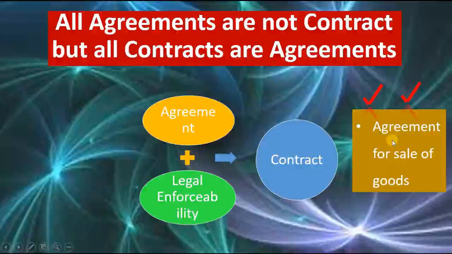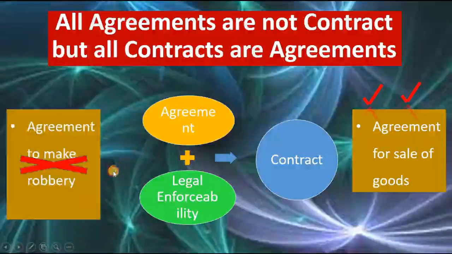So let us consider an example. An agreement for sale of goods is both an agreement as well as a contract, because sale of goods between A and B is an agreement. So there is a proposal, there is an acceptance, so it's an agreement, and again it can be enforceable by law, so it is a contract. But consider an example, an agreement to commit some robbery or some crime.